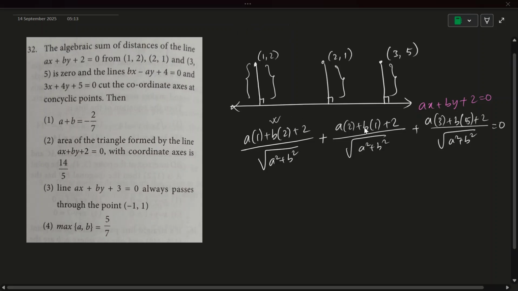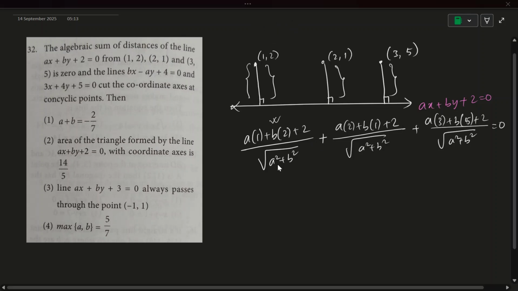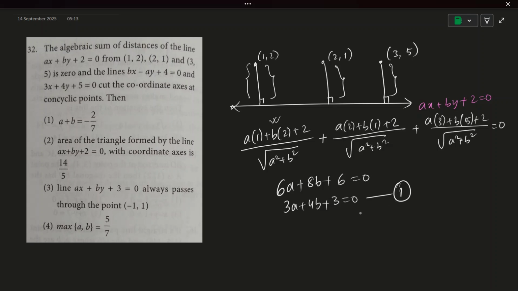Then we add only the numerators. So a, 2a, 3a means 6a. Plus 2b, 1b, 5b, that will be total 8b. Next, 2, 2, 2 is 6, equal to 0. Now we divide by 2. So 3a plus 4b plus 3 is equal to 0. Name this as equation 1.